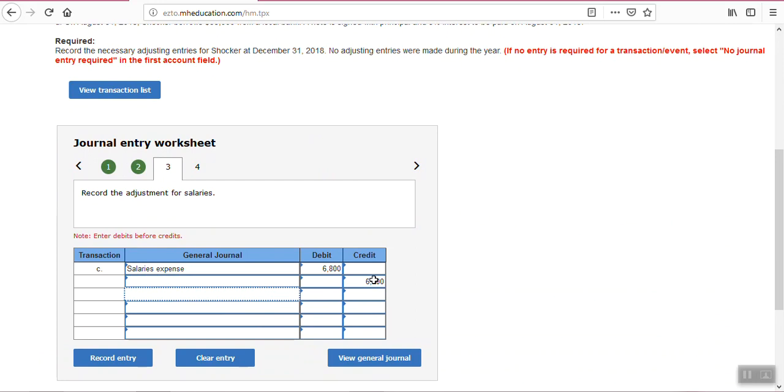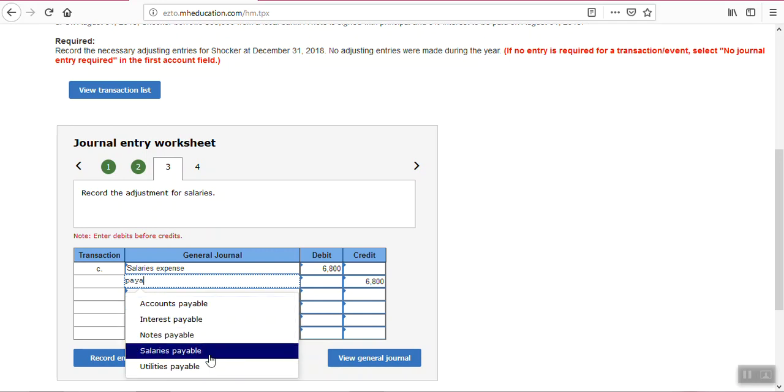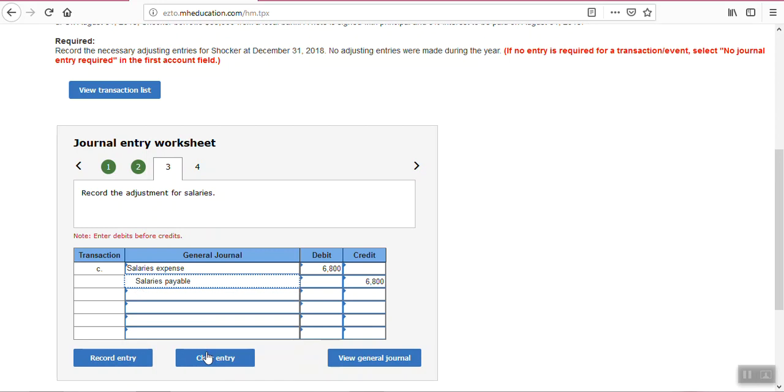And the credit side of that is some kind of debt because we owe them money. So anytime you owe somebody money, it's generally called a payable if it's something short term, and this one would be salaries payable. And that's all there is to that one.